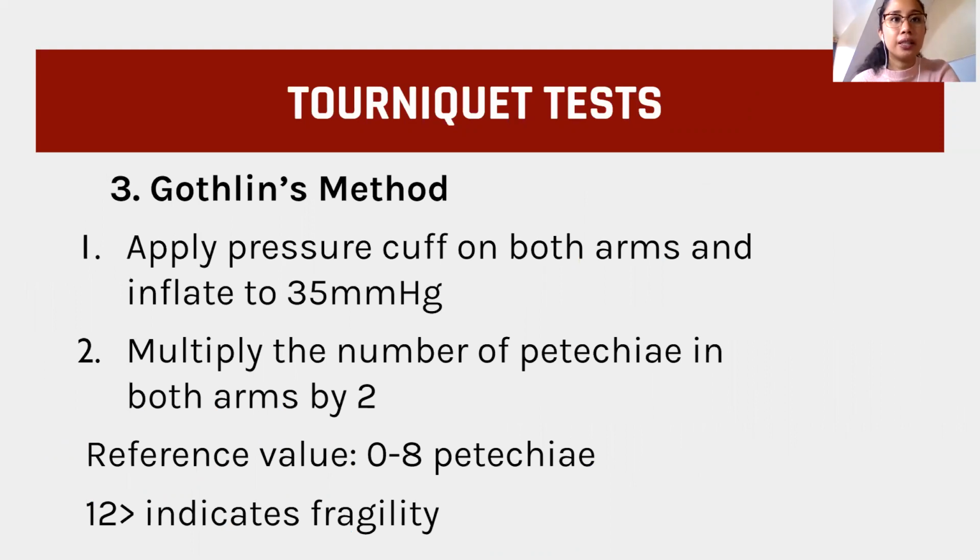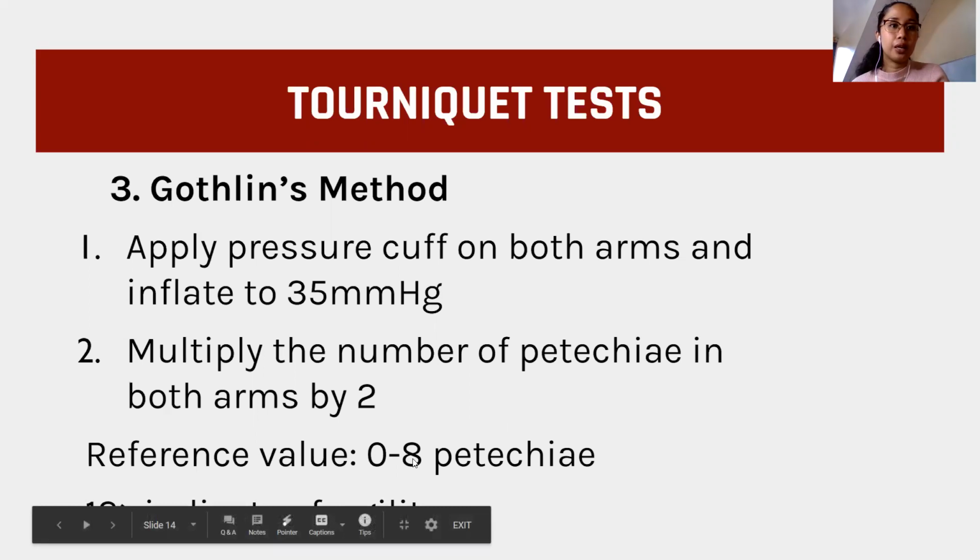And the third of the tourniquet tests is your Gothlin. So ito naman, both arms are inflated at 35 millimeter mercury. Multiply the number of petechiae in both arms by 2. So more than 12 is fragile na.